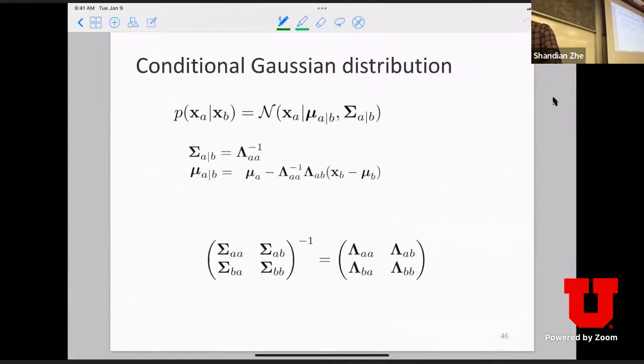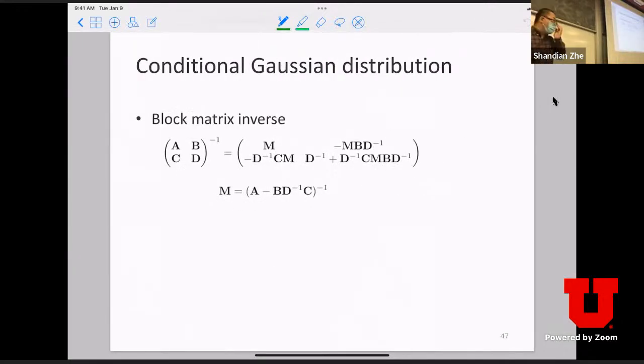Let me emphasize this again. This is a block version. If you take the inverse of the whole covariance matrix, you get your precision matrix. Now we want to obtain each block in the precision matrix in terms of the covariance matrix. Here we're going to use a very popular and important property called block matrix inverse. Again, you don't need to memorize this, but keep it in mind.